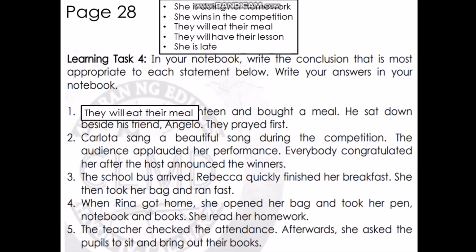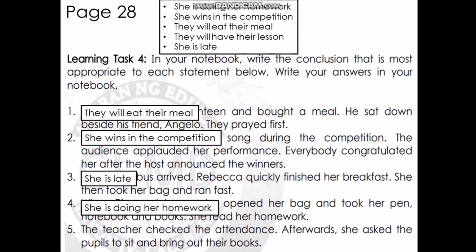So for number 1, they will eat their meal. Number 2, she wins in the competition. Number 3, she is late. Number 4, she is doing her homework. And number 5, they will have their lesson.